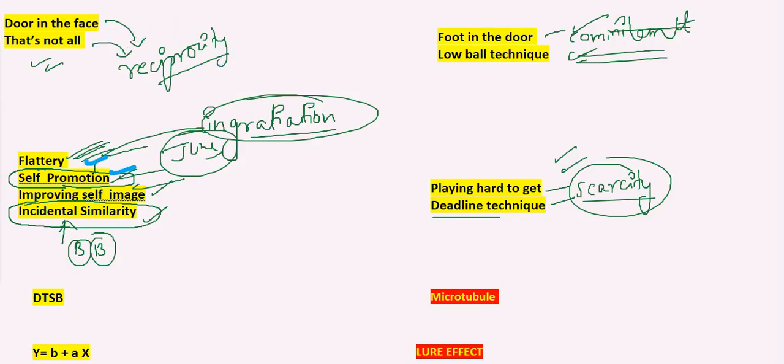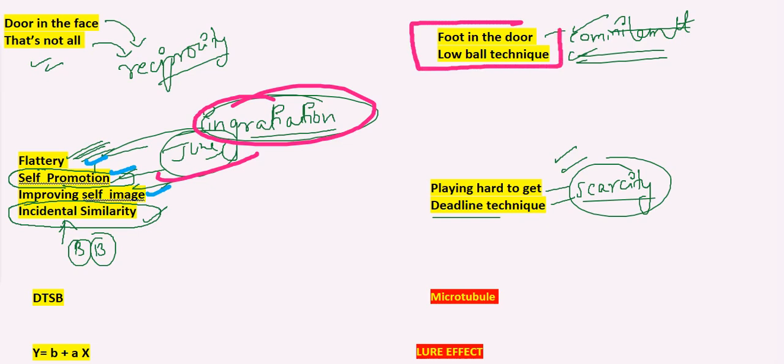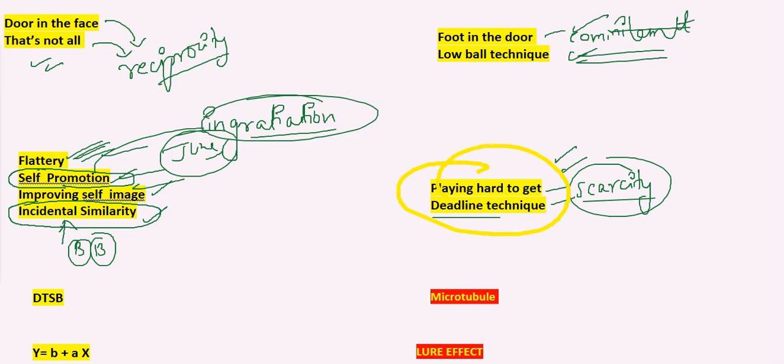This flattery, self-promotion, improving self-image and all these things are for ingratiation. Foot in the door and low ball technique are for commitment or consistency, as well as playing hard to get, the deadline technique, is coming for your scarcity principle.